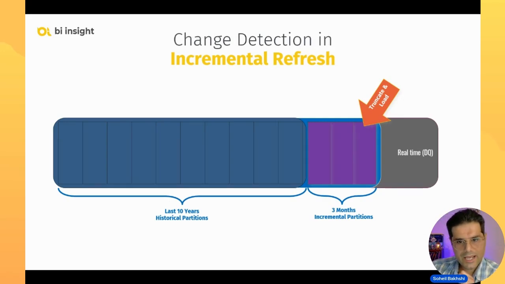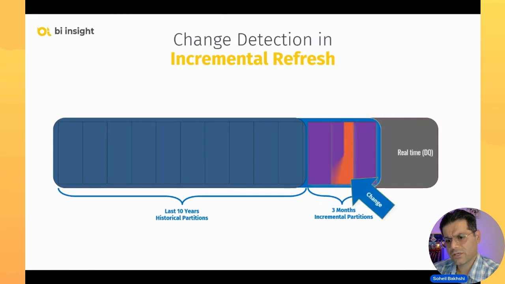Now, the next topic will come into play, which is change detection. I would say, rather than truncating and loading that 3 months of data, what if I have a mechanism that I can detect a change within my incremental range? Remember, only partitions in the incremental range will be considered at the refresh time, right? So the historical range will never be considered to be refreshed again.